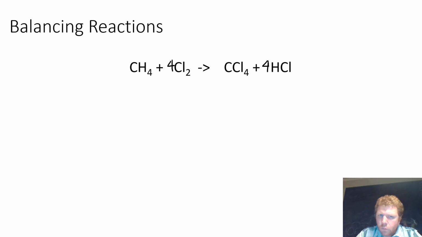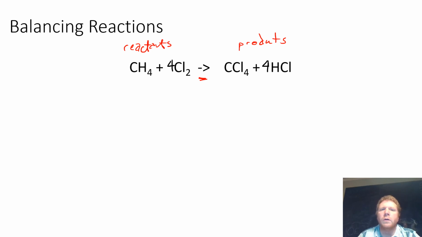But more important than that is balancing a chemical reaction. What you have to do is be able to identify the parts of a chemical reaction. Left-hand side are your reactants. Right-hand side are your products. This line right here with the arrow shows the direction which our reaction is going.